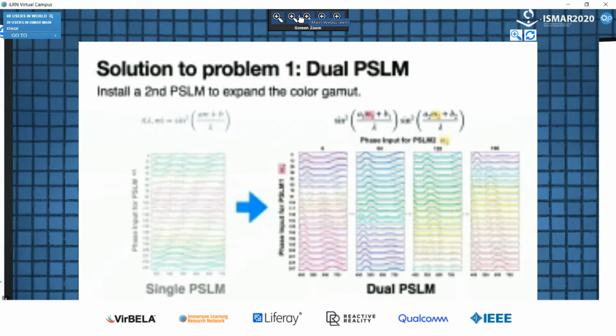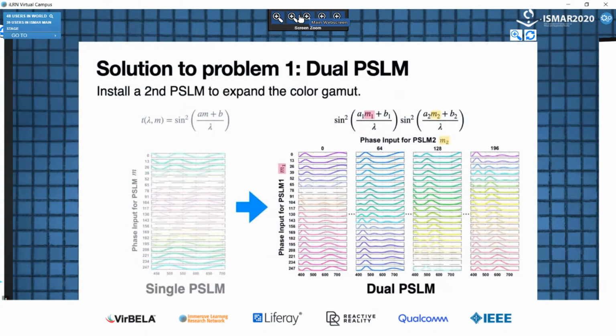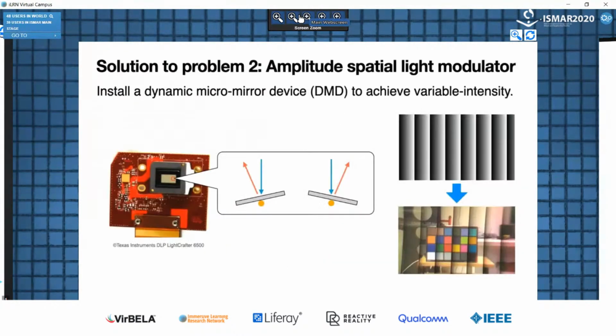Therefore, in this paper, we propose installing a second PSLM into the setup to expand the color gamut. Here, the transmittance is expressed by a product of the single version of the color filter. It increases the variation of color filters to the square of 256 and efficiently expands the color gamut under the same illumination environment.